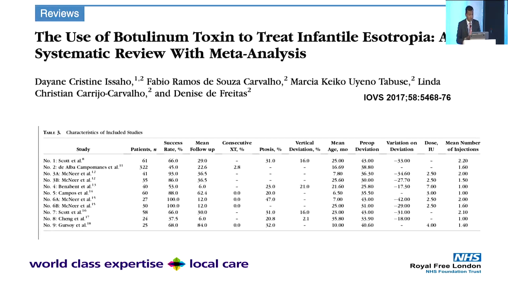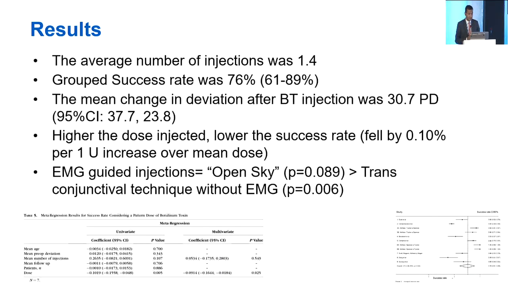This is a really good meta-analysis of all the studies on toxin in infantile esotropia. And essentially what it says is the group success rate, success being here 10 diopters or less, is about 76%. Mean number of injections is 1.4. It was interesting, the higher the dose injected, the lower the success rate. And I think this is because the higher dose was injected in the children with higher deviation, which is why the success rate was less. Also interestingly, EMG guided injection was the same as open sky. So I don't think there's any point in opening the conjunctiva, because you might then just do the operation. The whole point is to be non-invasive. So EMG is the same as open sky.